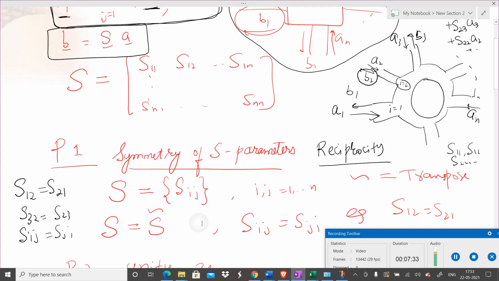So we write that in general S is equal to S transpose. Because you know that when you have a matrix where the non-diagonal elements are the same, then the matrix is symmetric. Its transpose is the same as the original value. This is one important property.